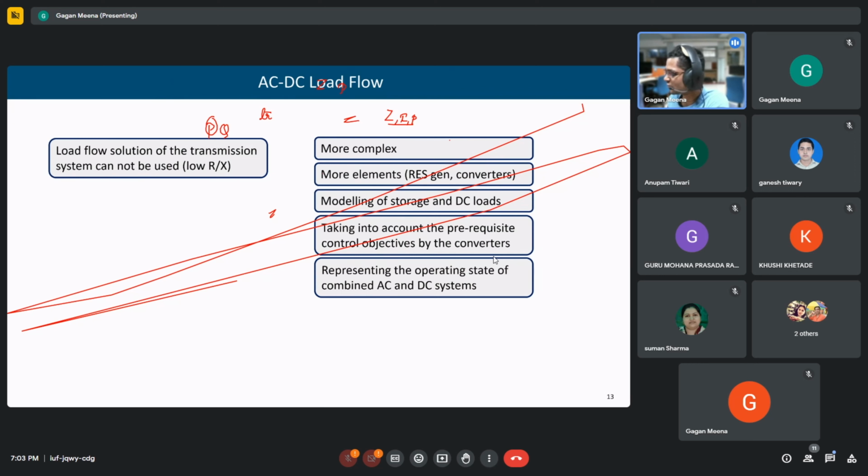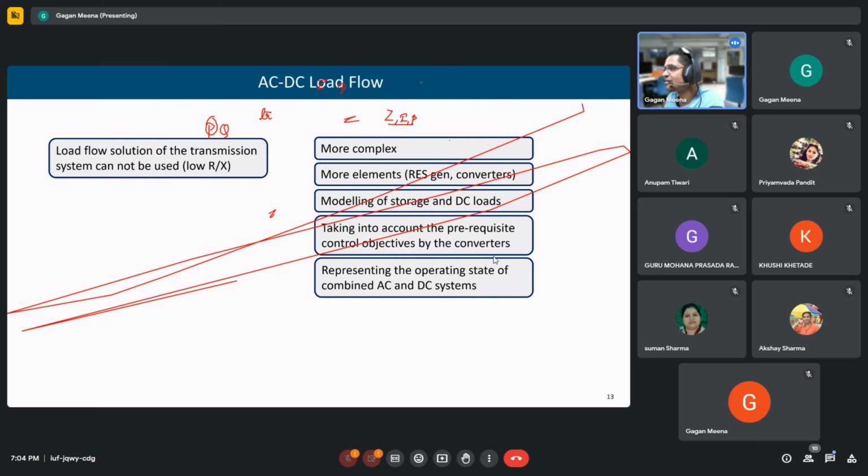Then we have to model storage and DC loads also. In a transmission system, we consider loads are AC, but here we have to model DC loads also. Then we have to take into account the prerequisite control objectives of the converters, and also represent the operating state of the combined AC-DC system. So overall, it becomes very challenging. It will become more challenging if there are more AC-DC microgrids.